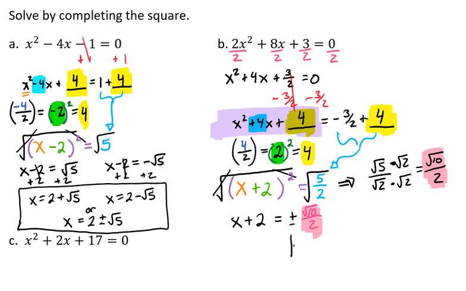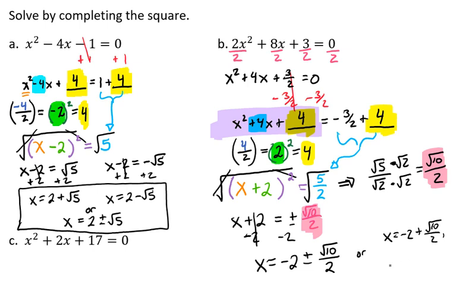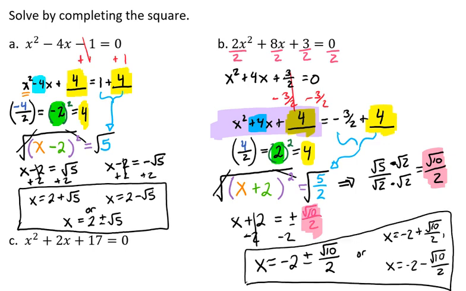Notice that I only wrote it one time, but because I have the plus or the minus sign in there, I'm accounting for the positive and the negative solution. So now I can subtract 2 from both sides, and I'm going to get the answer x equals negative 2 plus or minus the square root of 10 over 2. And that's going to be my solution. So I could write it like this, or I could write it x equals negative 2 plus the square root of 10 over 2, and x equals negative 2 minus the square root of 10 over 2. Either way, it is still going to be correct. You just have to decide which way you like.